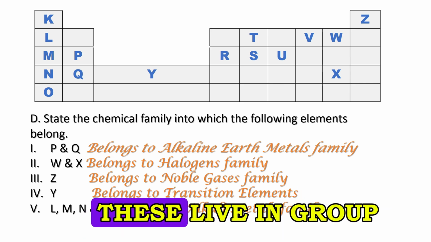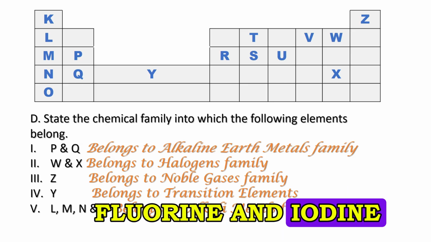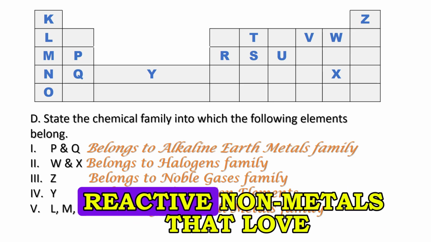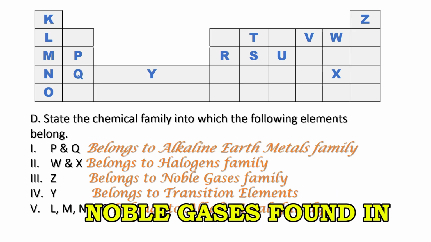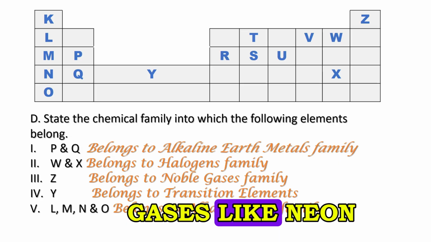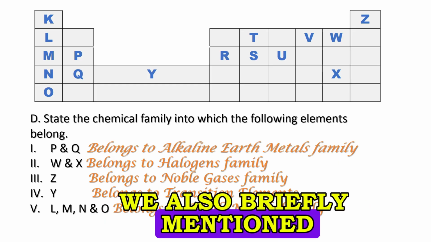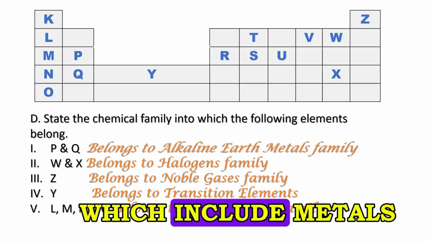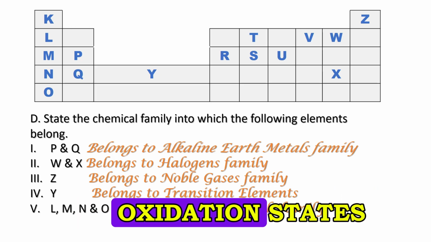Halogens, these live in group 7 and include chlorine, fluorine, and iodine. They're colorful, reactive nonmetals that love to form salts. Noble gases, found in group 8, these are the unreactive gases, like neon, argon, and helium. We also briefly mentioned the transition elements, which include metals known for forming colored compounds and also have variable oxidation states.